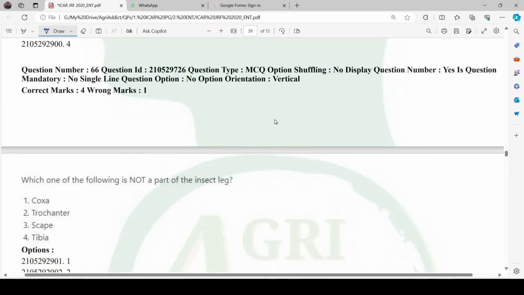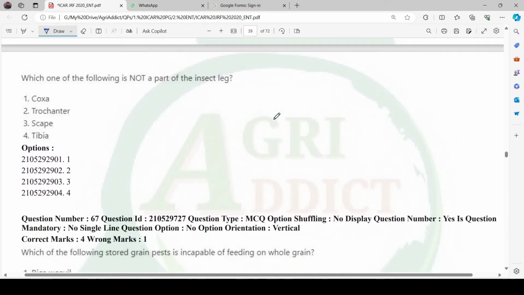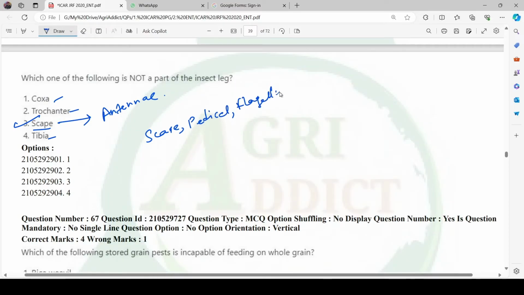Next, question number 66. Which one of the following is not a part of insect leg? Coxa, trochanter, femur, tibia, tarsus. These are the parts of insect leg, but scape is the part of insect antenna, the base of antenna. Scape, pedicel, and flagellum. These are the parts of antenna.